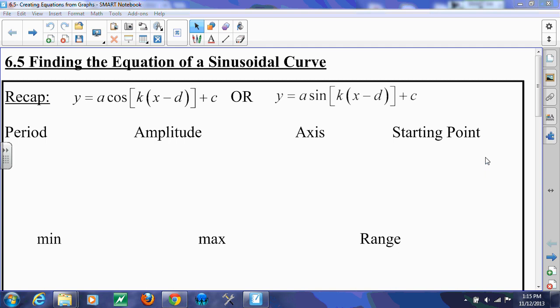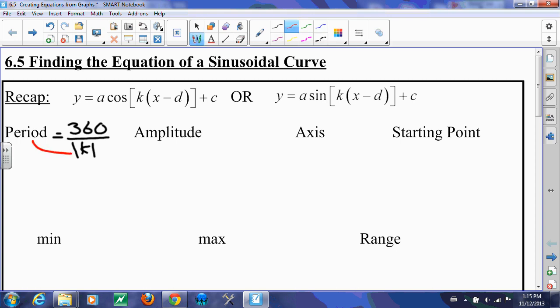So we're working a little bit backwards, but before we do that, let's tie into some things we should remember from the last couple classes, some key points that are going to help us from the graph. We know the period equals 360 degrees divided by the absolute value of K. Today we're going to be given a graph, so you're going to easily be able to see where the period is, so we're going to be able to find the K value. So the absolute value of K equals 360 degrees divided by the period. That's a new one that we're going to be using today.